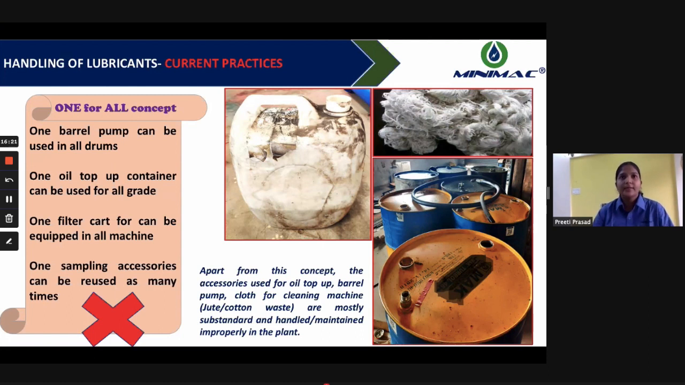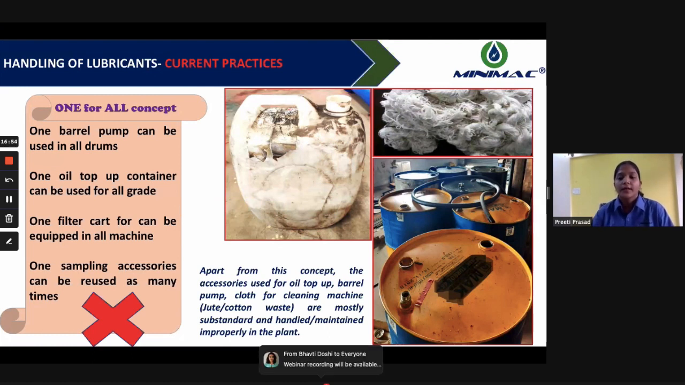And I have seen that barrels are not even stored or kept in a good way, and the barrels stick to dirt and the leaves of the cloth which is used to clean them. So this is the condition of the barrel pump. One oil topper container can be used for all grades. You can see in the picture this type of container, taken from an industry, which was used for topping up the oil. And on the left side you can see the condition of the barrel.